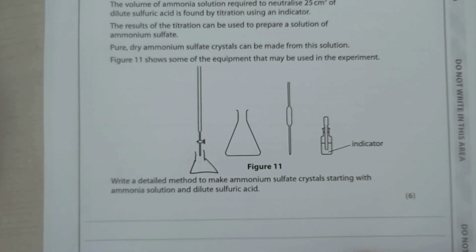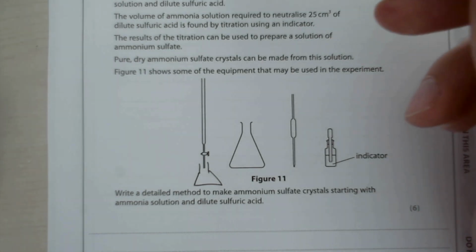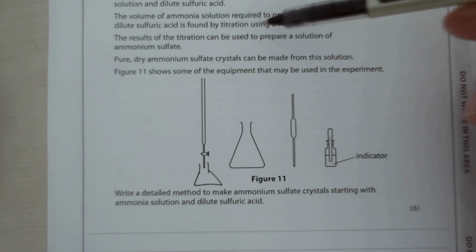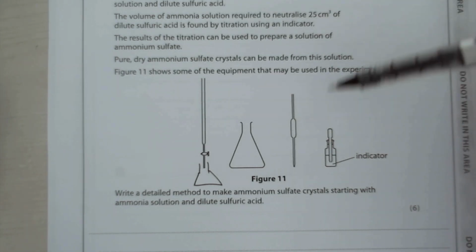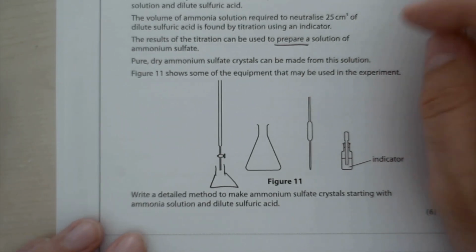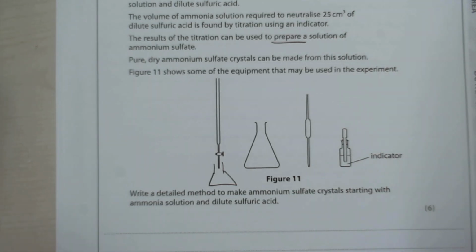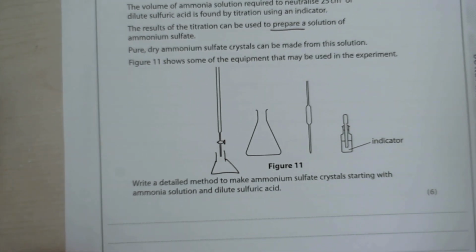Okay, so we have got our ammonium sulfate crystals made using ammonia solution and dilute sulfuric acid. We've worked out how much ammonia solution is needed by titration. We've neutralized 25 centimeters cubed of dilute sulfuric acid, and we've used an indicator. And the results are used to prepare a solution. Prepare a solution just means to make a solution of ammonium sulfate, and we can make our pure dry crystals from this. 6 marks to write a detailed method to make ammonium sulfate crystals.